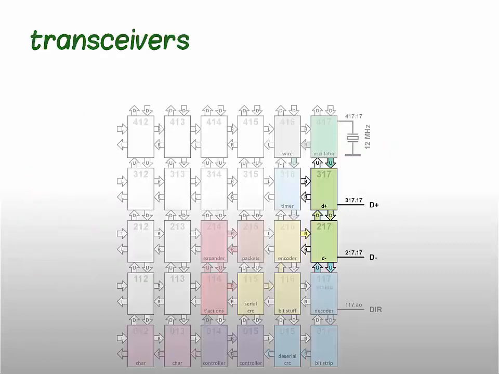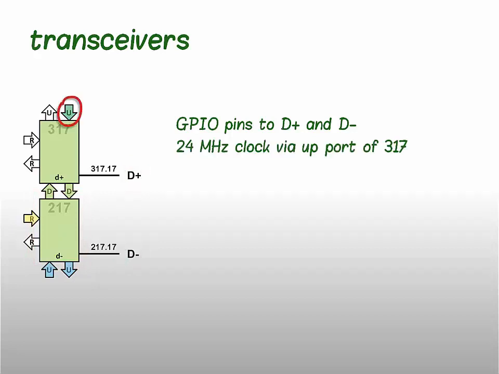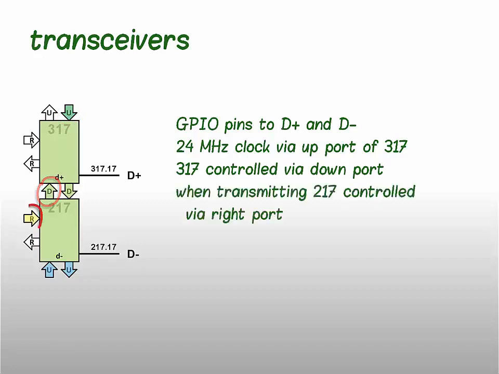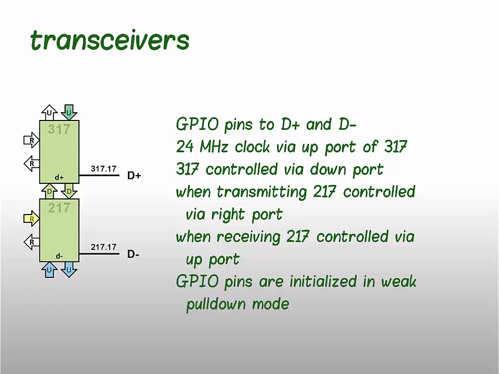Next, we'll have a look at transceivers. Transceivers are implemented in nodes 317 and 217. Their GPIO pins are connected to D+ and D- lines. They receive 24 MHz clock to up port of node 317. The node itself is controlled via its down port. When transmitting, node 217 is controlled via its right port, while when receiving, it's controlled via its up port. Both GPIO pins are initialized in weak pull-down mode. The pin in node 217 is also used to detect low-speed device attachment.